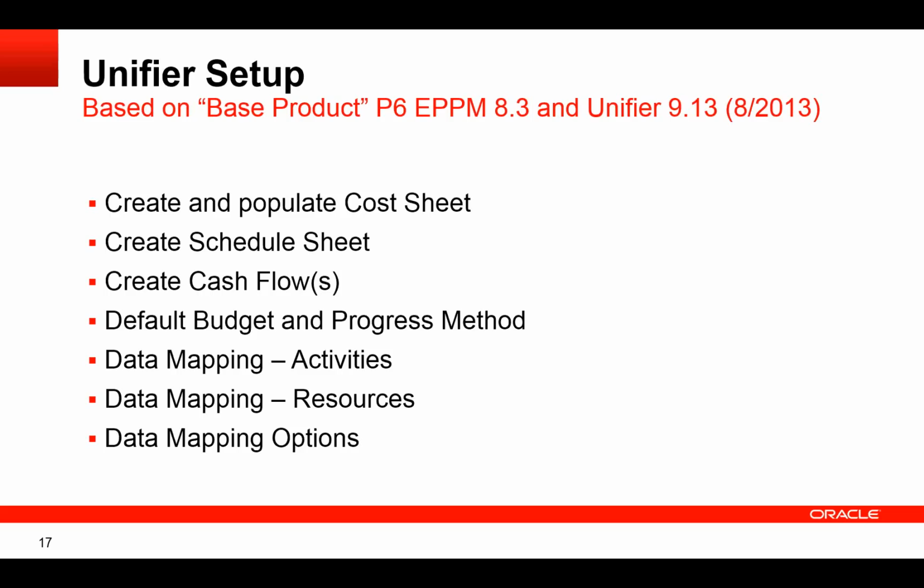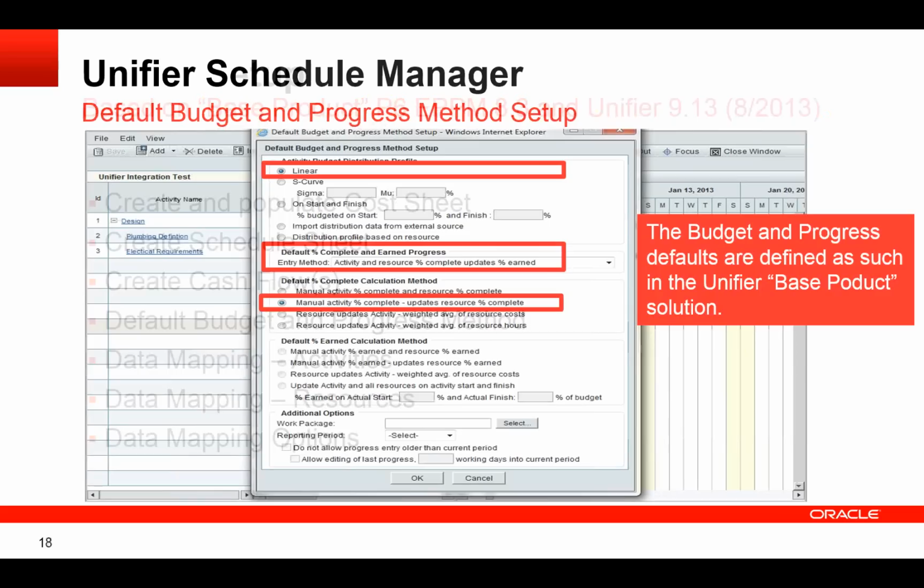Then you create a schedule sheet that's going to receive the dates from P6. Create cash flows. I might want to do a cash flow for a budget and commitment, so I need to do two different cash flow profiles. Set up my default budget and progressing methods, my data mapping to activities, data mapping to resources in P6 if I do want to bring over any costs or units, and I've got some data mapping options I have to set up. These are some of the screens that Lim's going to take you through.